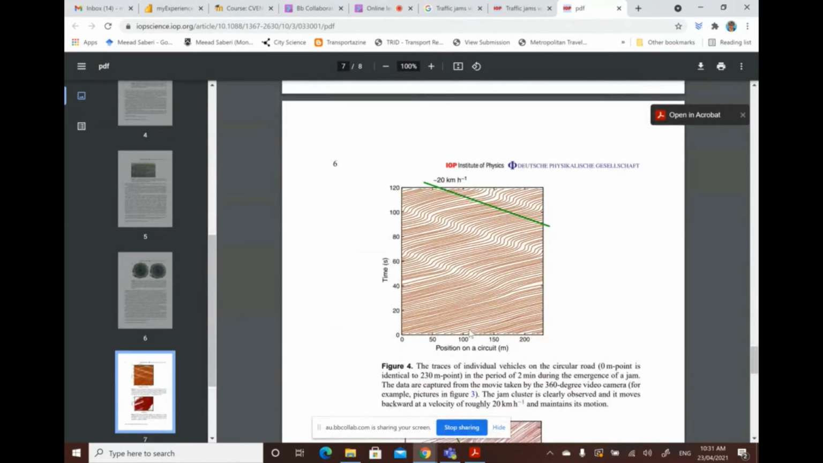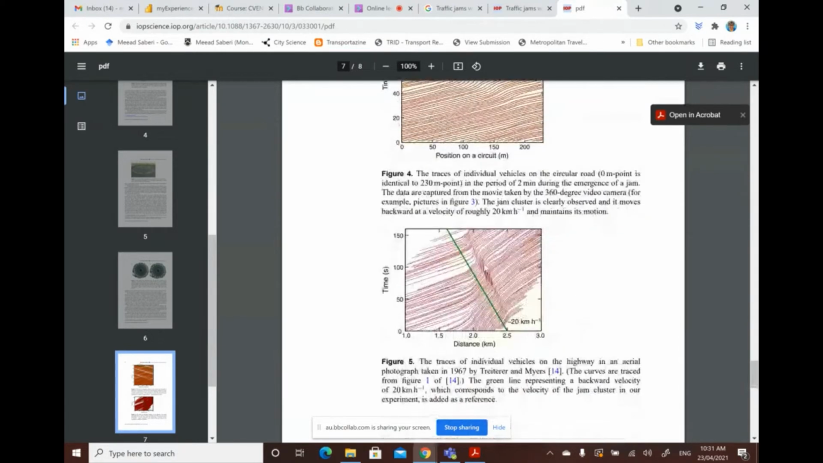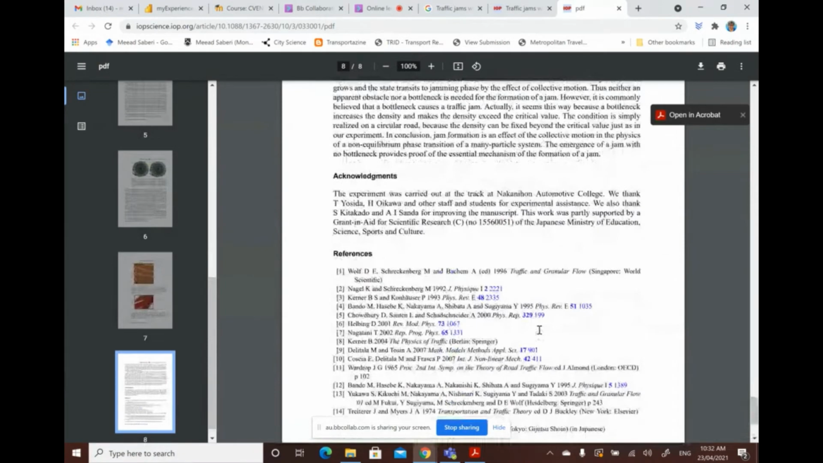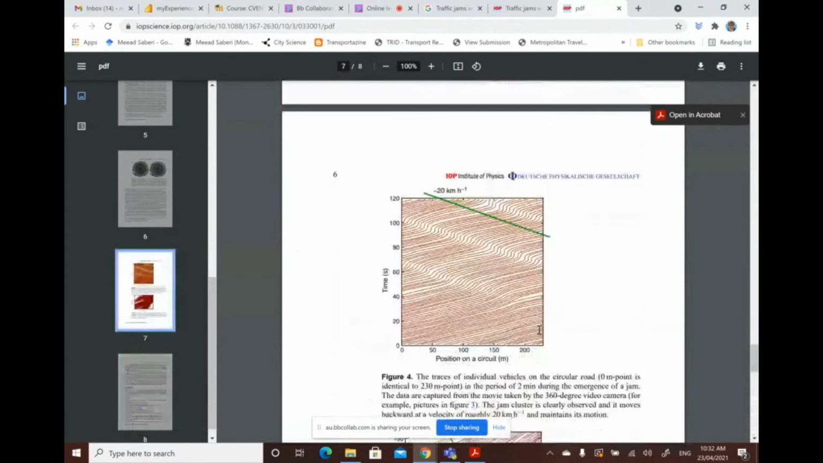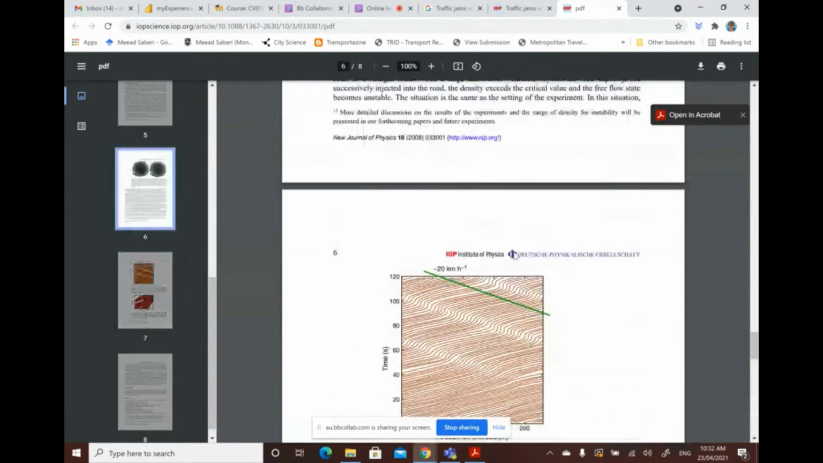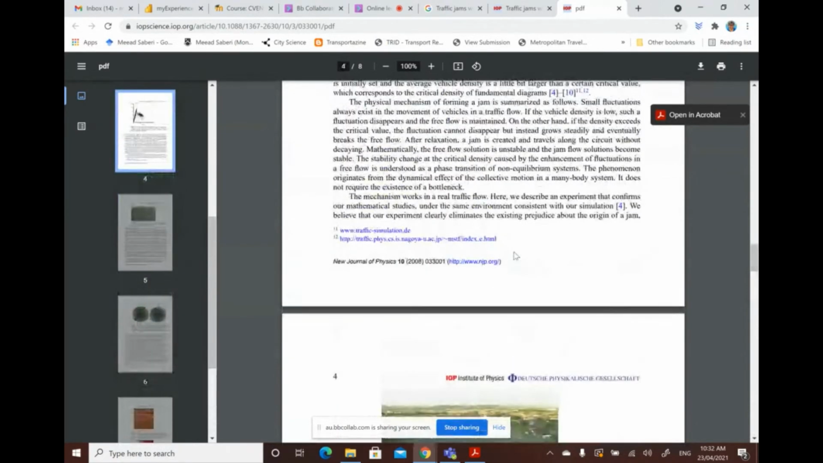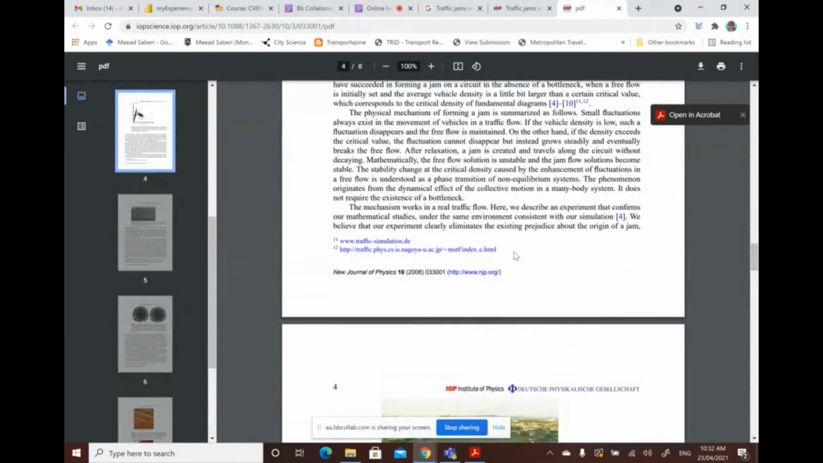Then they show the vehicle trajectories. You see how shock waves have formed and are propagating backward. Here's another example where a shock wave has formed, and they actually calculated the slope of the shock wave, which is 20 kilometers per hour in this case. And that's it. It's a relatively short paper, but they just want to show shock waves can form out of nowhere, just simply because drivers are not driving perfectly.